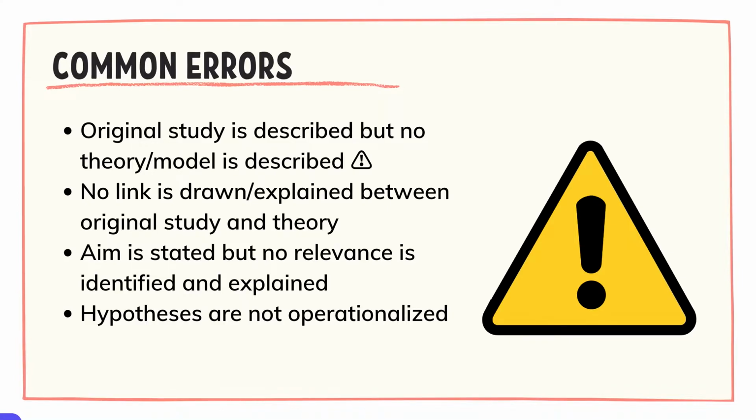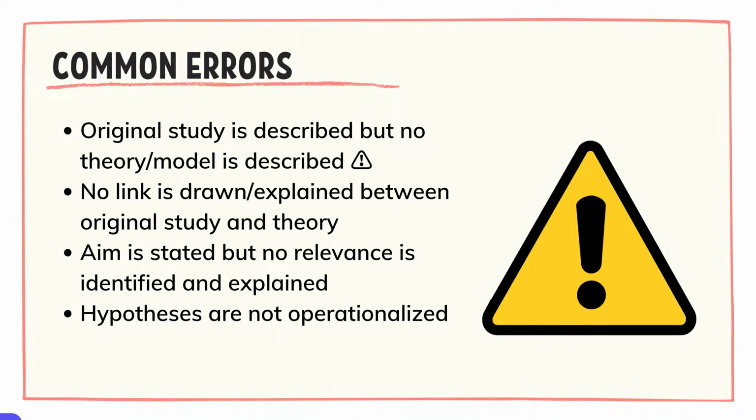Some common errors that are made in the introduction. First, the original study is described, but the theory or model is not described. For example, you describe Glanzer and Cunitz's research in detail, but don't mention the multi-store model or don't describe it at all, okay? The descriptor in the high range and also for the introduction in general is focused on the model, okay? You really don't get any marks for describing the study. So please do not forget to describe the model and link it, okay?